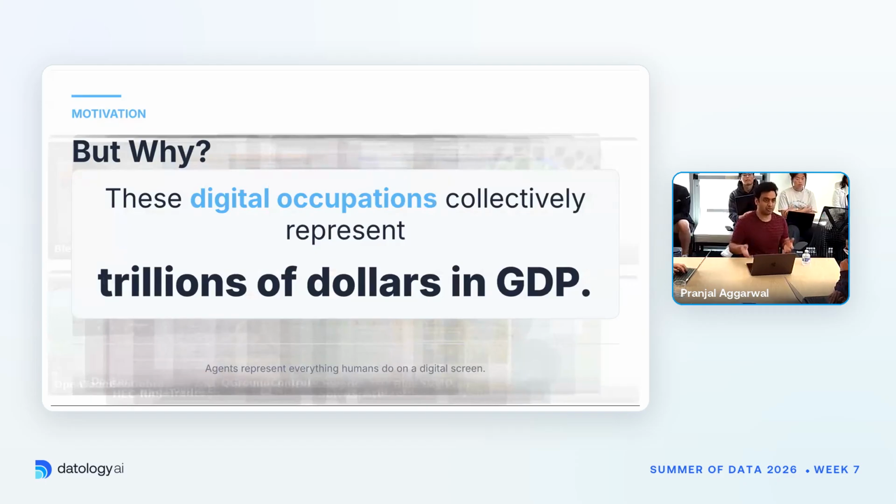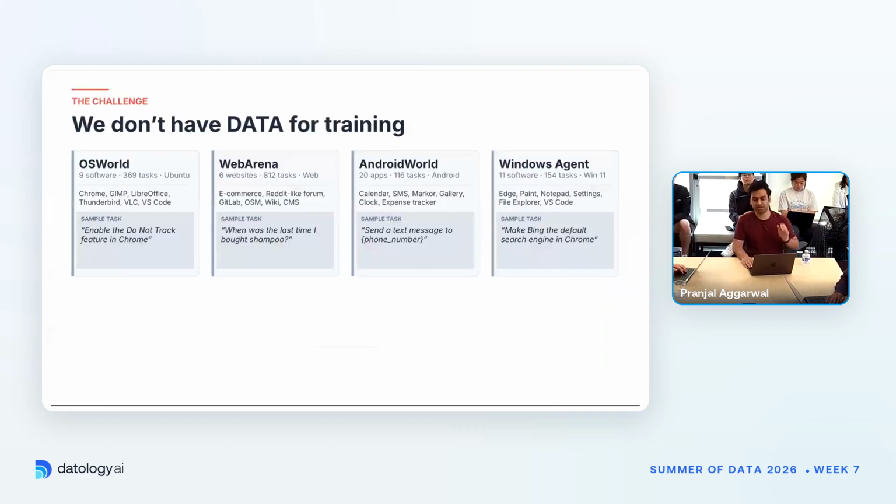So what's actually stopping us from doing that? The biggest problem that we have with computer use agents is we don't have data for training. At least in academia, these are some of the popular benchmarks. All of these are benchmarks; there's no training data. Like OS World, probably you would have heard of it. It's 369 tasks, just 9 software applications like Chrome or some email client.